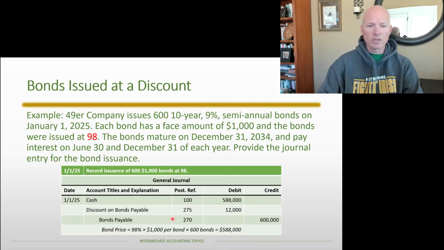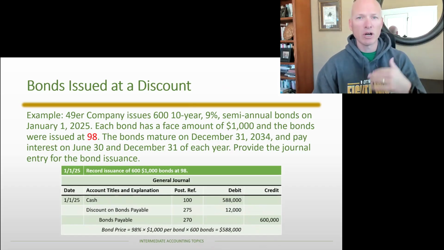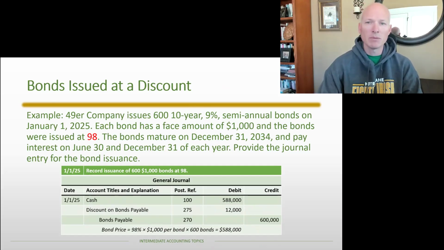And so over time, we will amortize that discount. And as we do so, eventually we will reach the par value in terms of the carrying value of the bond. But again, the idea here is because they're undercompensating interest, the market will not pay them the full par value.